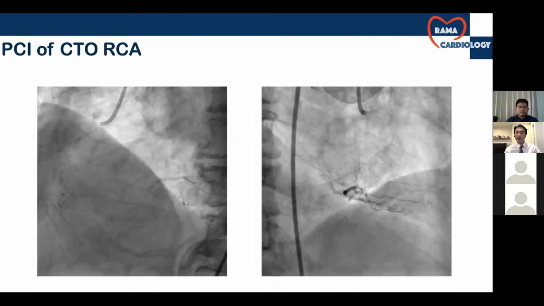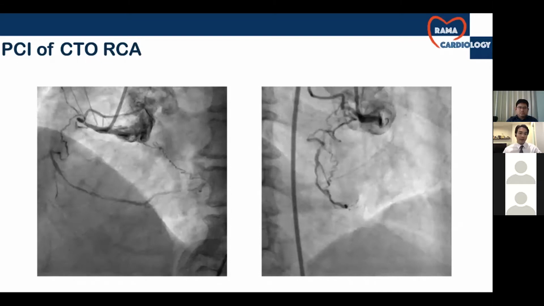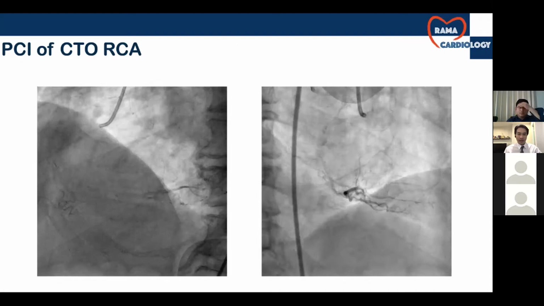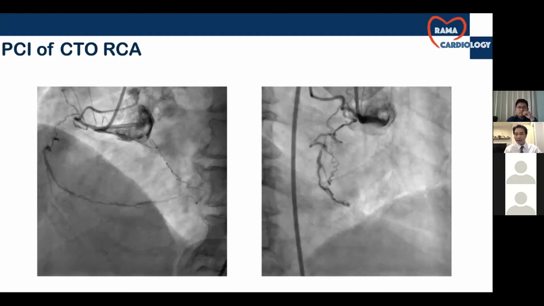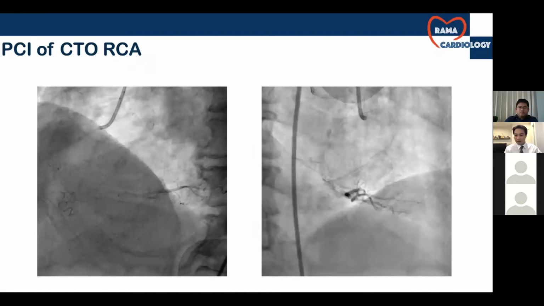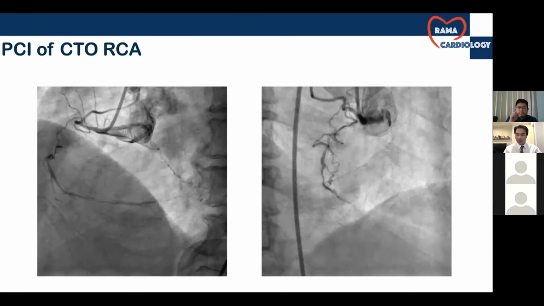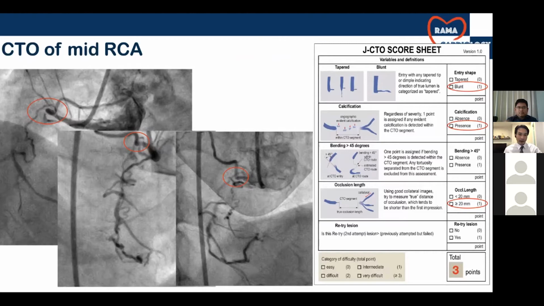You can see the stump of the CTO RCA. It should be, but there is no stump over there. I looked in many views and I cannot see an obvious stump here, and you can see multiple collaterals from the proximal to the distal RCA. This is a still image of the RCA. You can see there was no stump over here. The J-CTO score of this patient is 3. It's very difficult.